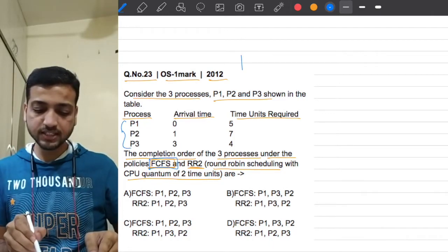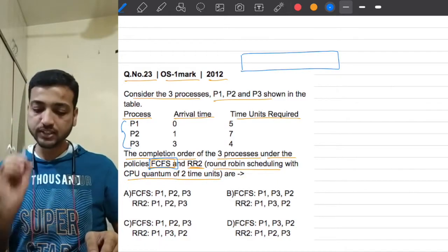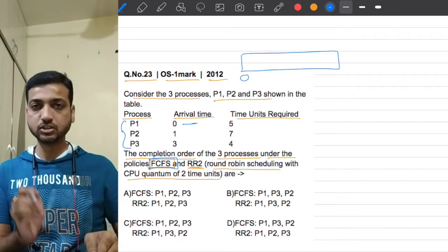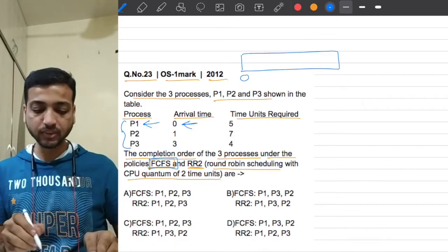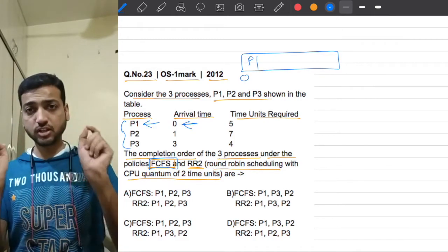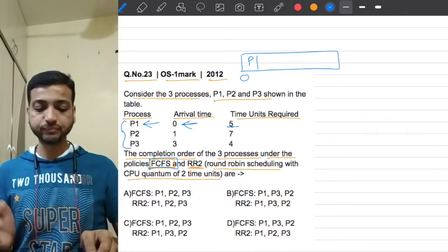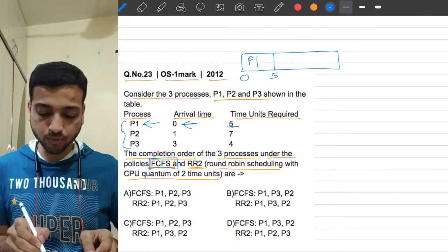So let me draw a queue here. At time equal to 0, we can see arrival time 0, P1 enters. So I'll write P1 here. Now the completion time of P1 is 5 seconds. So P1 will run for 5 seconds, so 0 to 5.